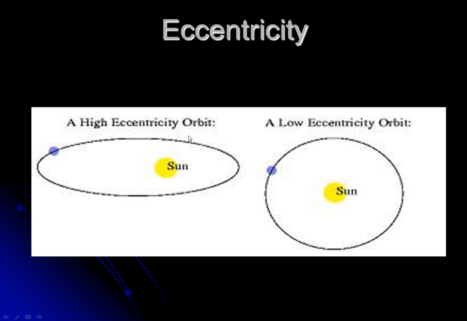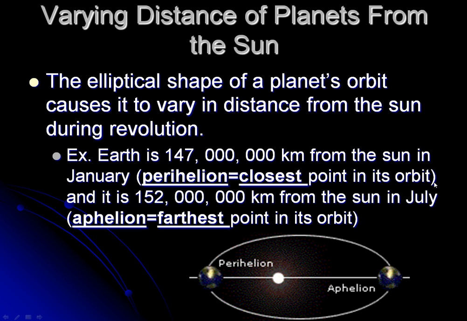This is what a high eccentricity would look like, and this is a low eccentricity orbit. This is closer to what the Earth's orbit would be. The elliptical shape of an orbit causes the planet to vary in distance from the Sun. For instance, the Earth is at the closest point to the Sun, called perihelion, in January, and we're furthest from the Sun in July. That's called aphelion. I usually think A for away, furthest away.